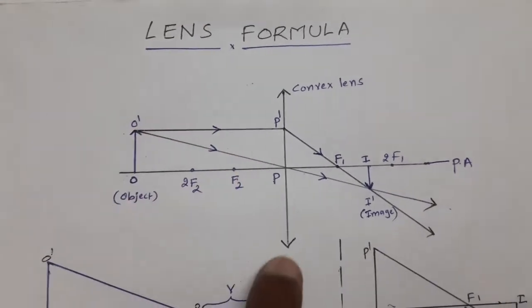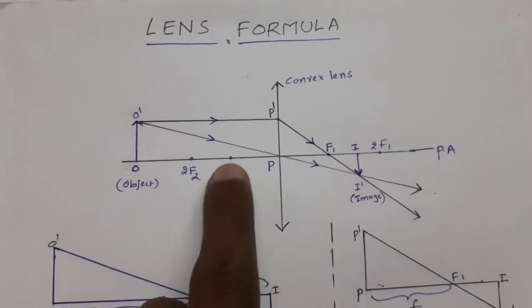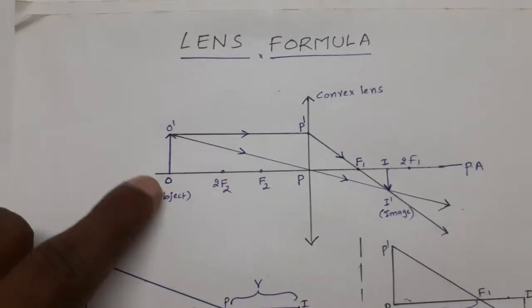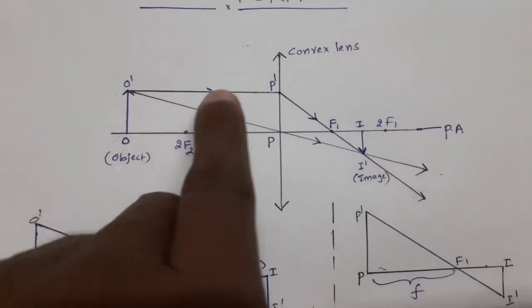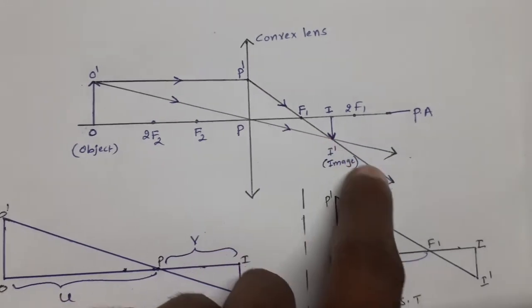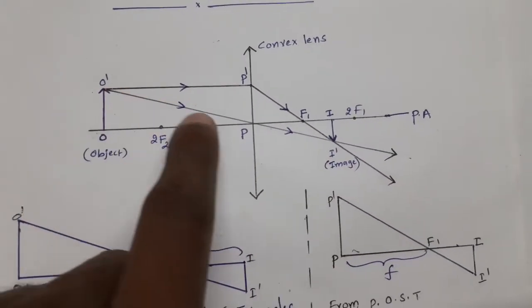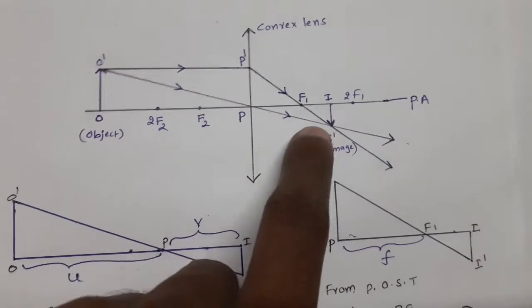Lens formula. This is a convex lens with pole, focus, and double the focus on each side. I have kept an object here, OO dash. The parallel ray strikes the convex lens and passes through the focus. This is the ray, and another ray goes undeviated through the pole, passing this way. So here the image forms, II dash.